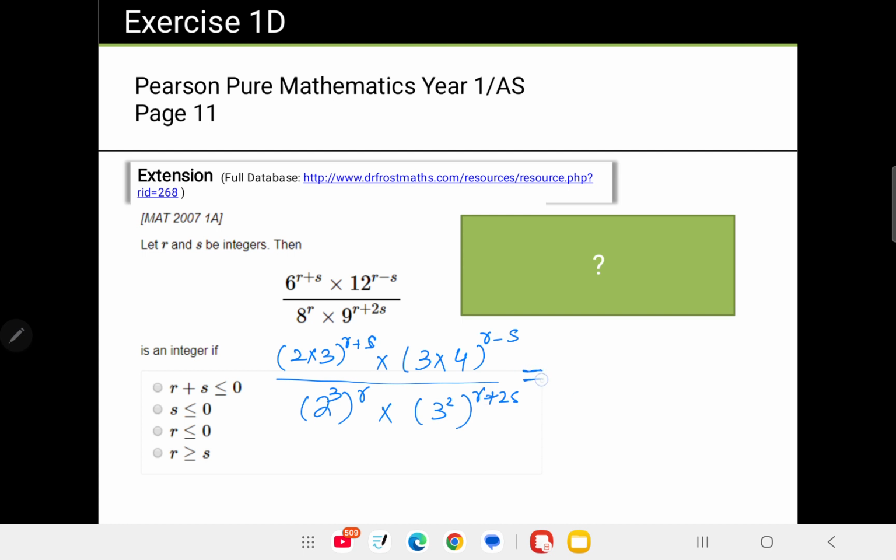Now if you apply the powers on it, it will be 2 to the power r plus s times 3 to the power r plus s, and then 3 to the power r minus s, and again 4 can be written as 2 times 2, so it's 2 to the power r minus s times 2 to the power r minus s, over 2 to the power 3r times 3 to the power 2r plus 4s.